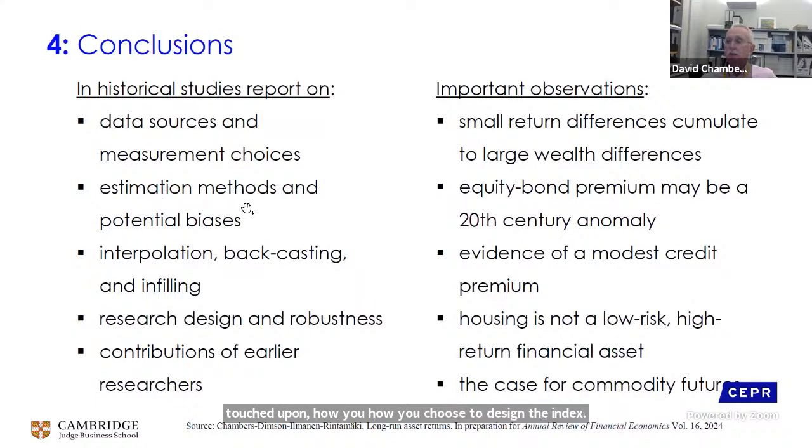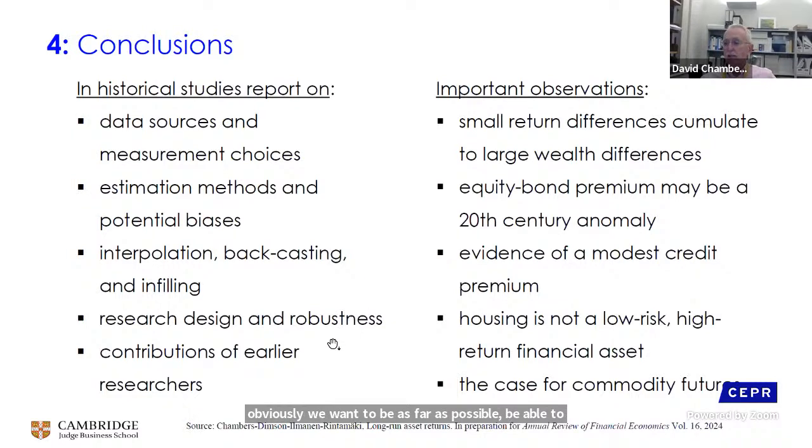We need to be clear about the estimation methods used and any potential biases that might arise from the choices that are made. I haven't discussed this in detail, but problems that relate to what do you do about missing data? How do you choose to interpolate? What do you do about backcasting missing data and infilling? And any research design choices you make, obviously we want to, as far as possible, be able to subject those to robustness tests.